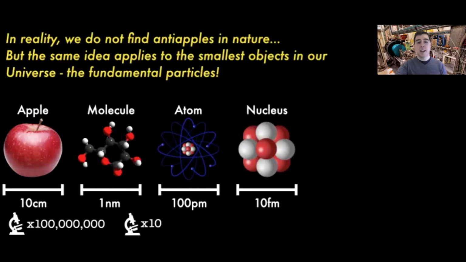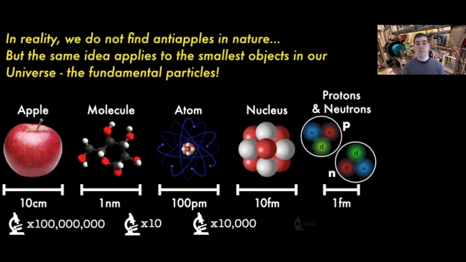Zooming in 10,000 times again, the nucleus is a blob of protons and neutrons. And these protons and neutrons are each made up of 3 quarks. Quarks, just like electrons, are fundamental particles, the very smallest things. The ones you see here are called up and down quarks. Every fundamental particle has an antimatter form as well.